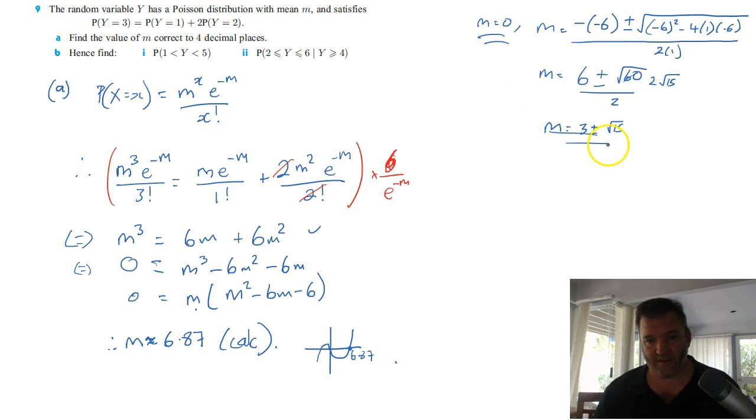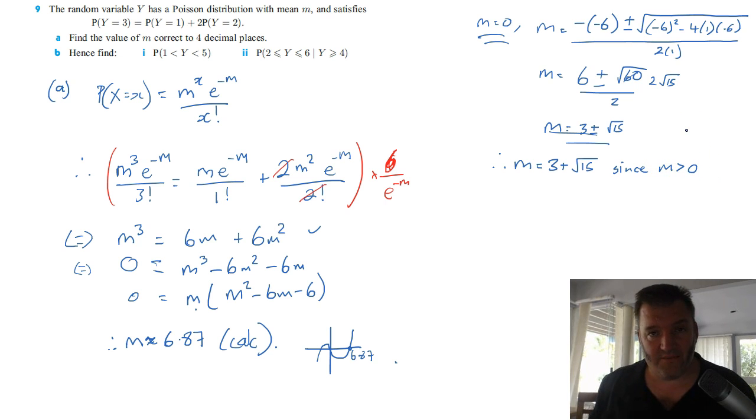And therefore, the exact answer that we require in this one is, of course, the positive value of m. So m equals 3 plus root 15. And you can even justify your answer since m must be greater than 0. And there you go, you've gone ahead and found it that way too.